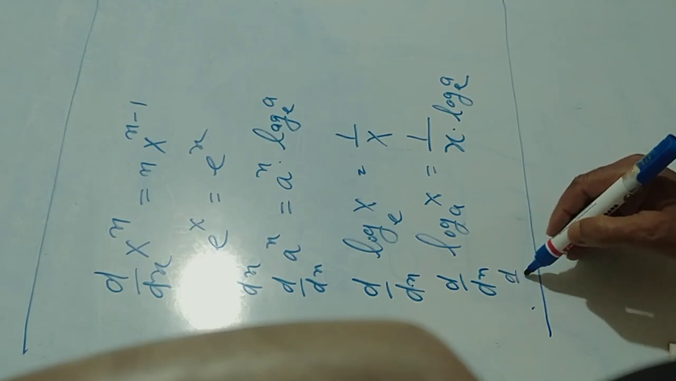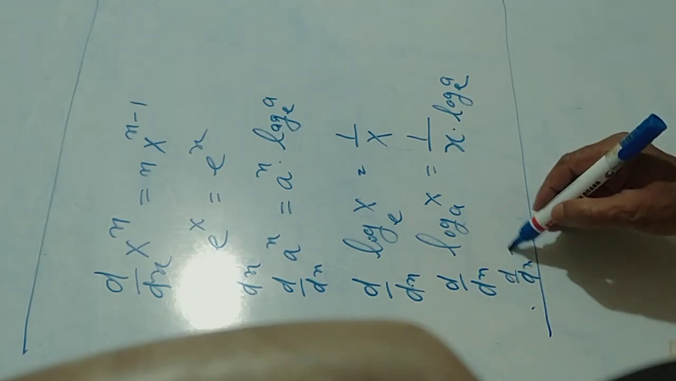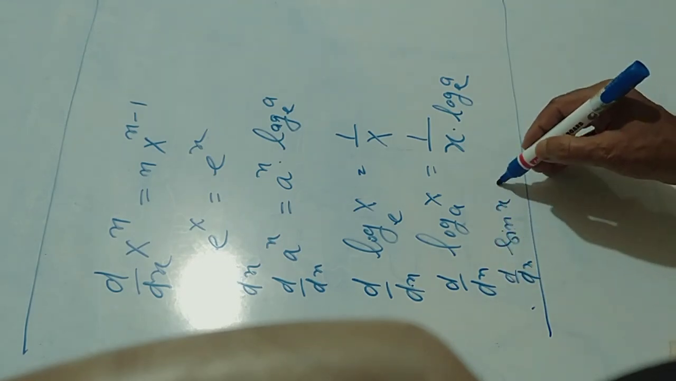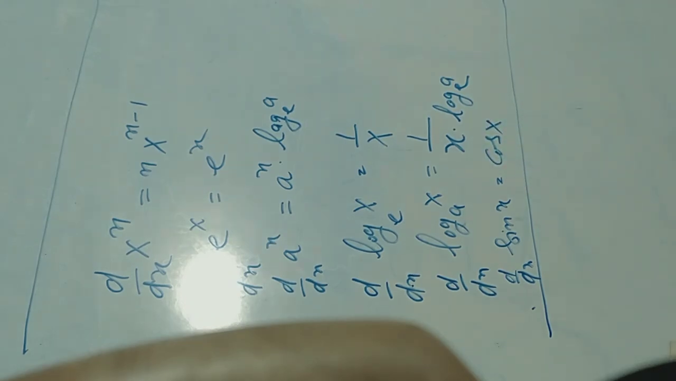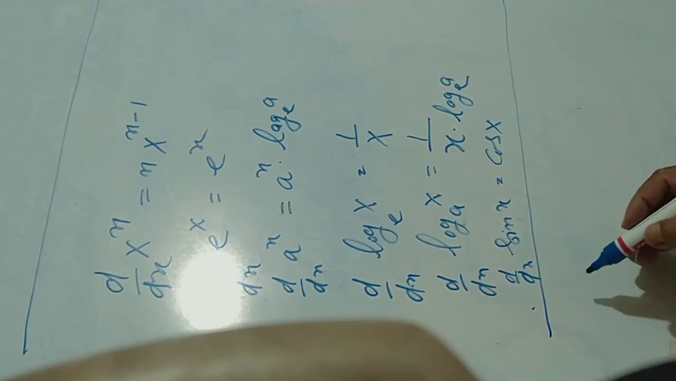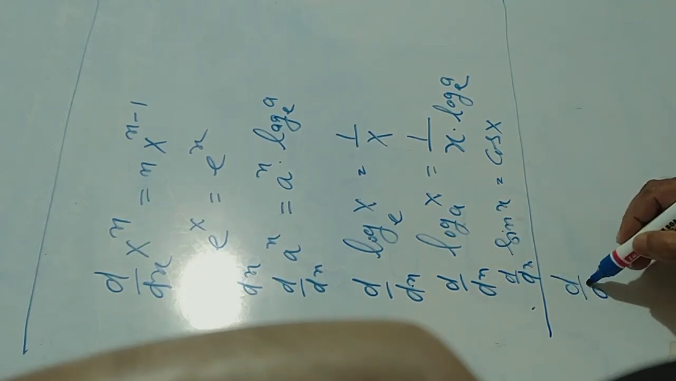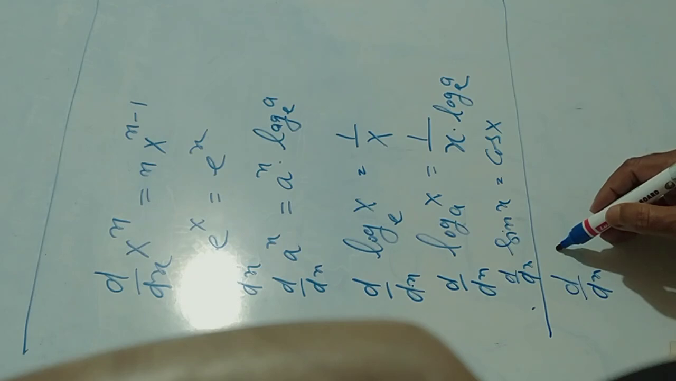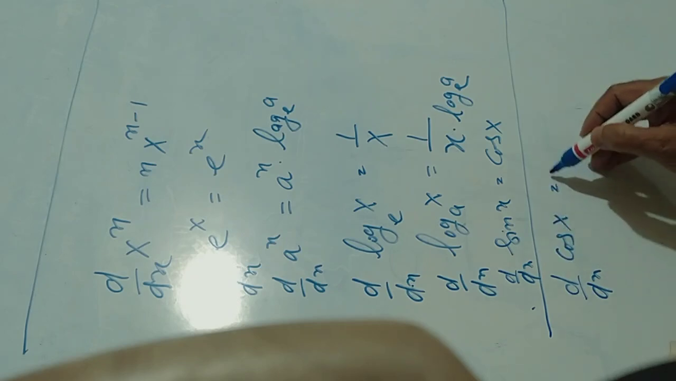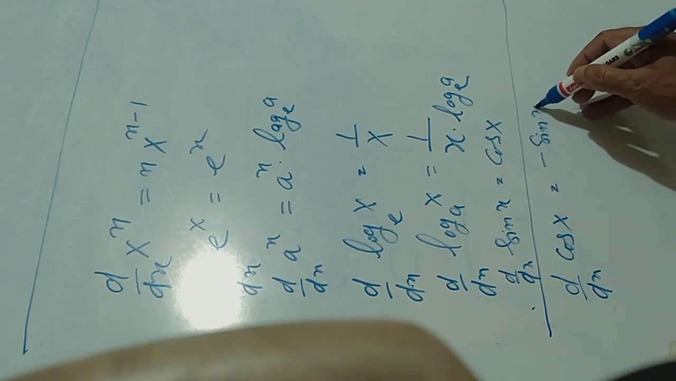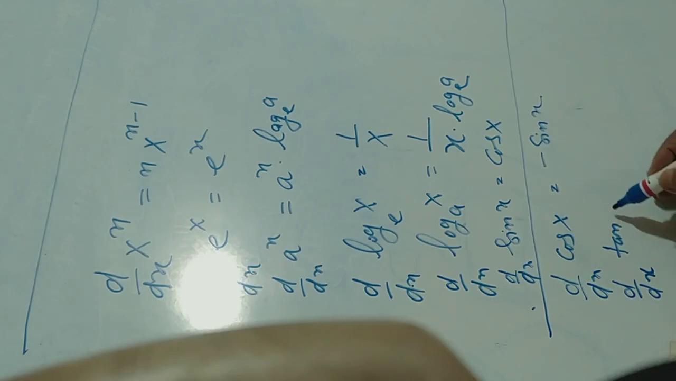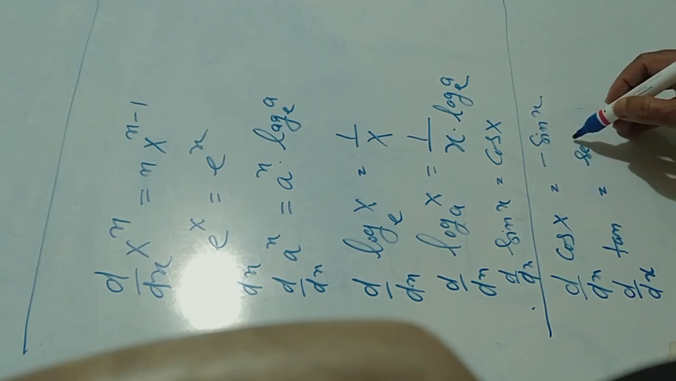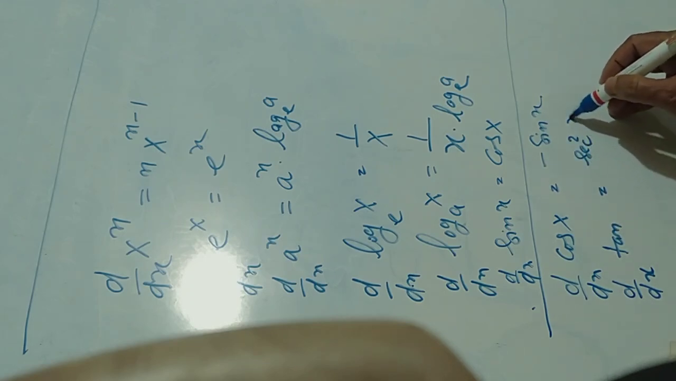d/dx of sin x is equal to cos x. Okay, d/dx of cos x is equal to minus sin x, right? d/dx of tan x is equal to sec square x.